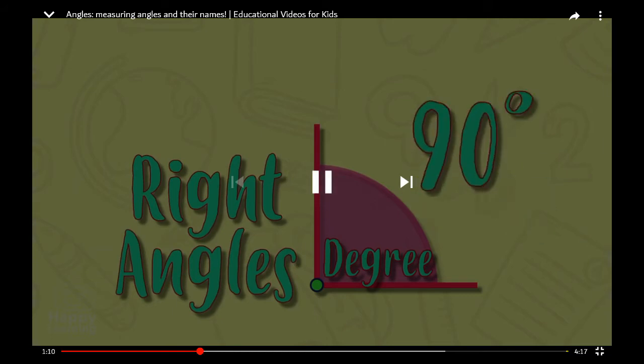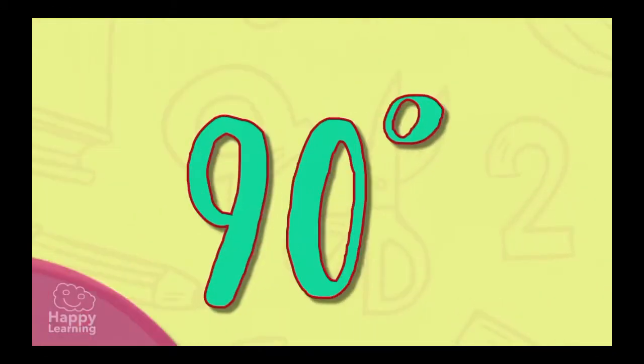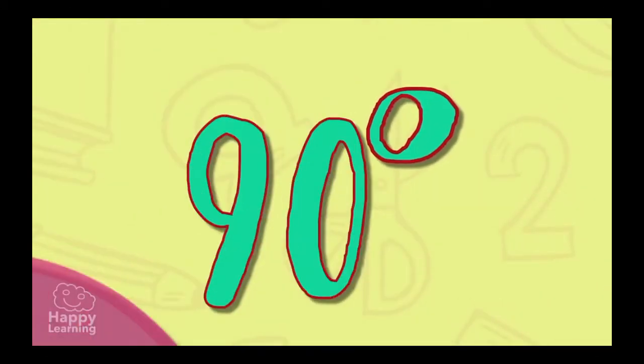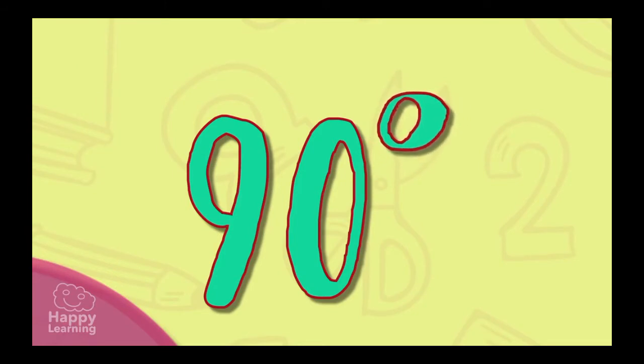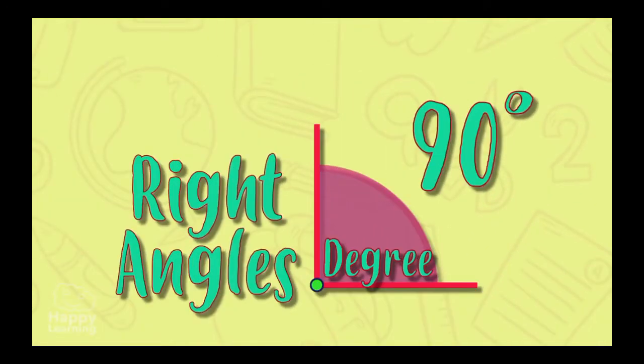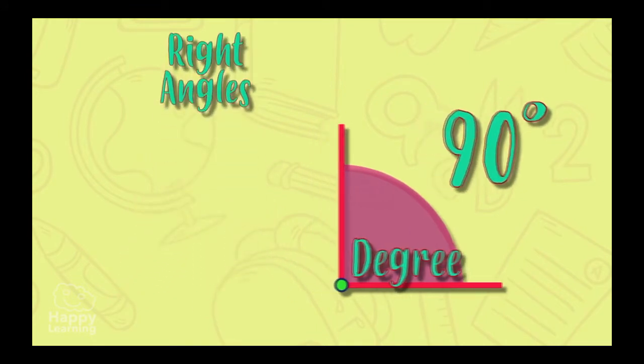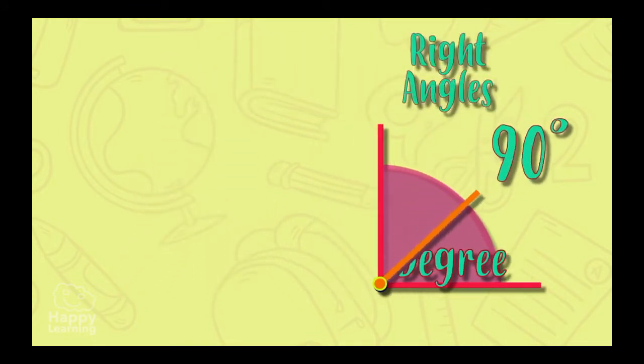It measures 90 degrees. The tiny zero you can see in the upper right part of the number 90 is a symbol that represents degrees. We say that a right angle is the most important one because it is used to compare all of the other angles.